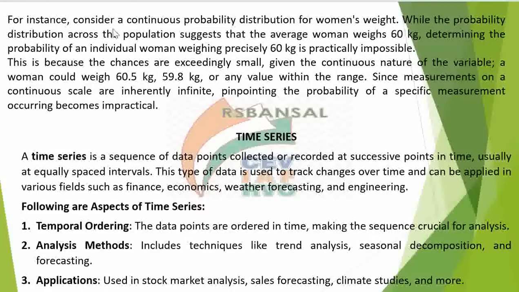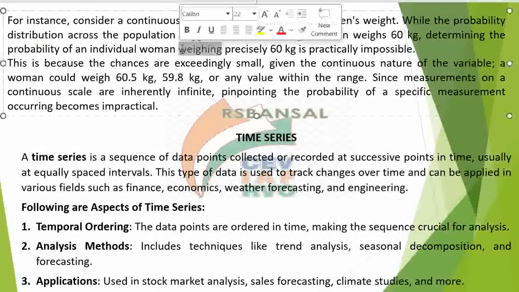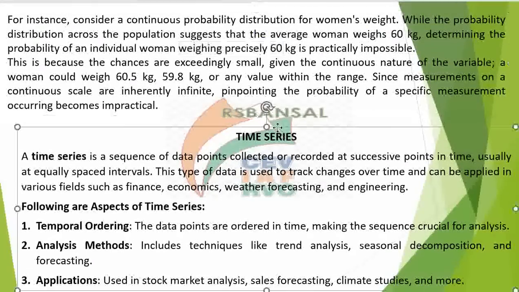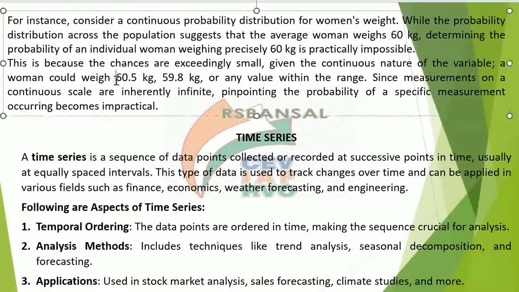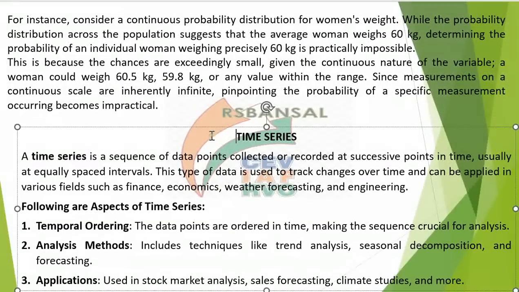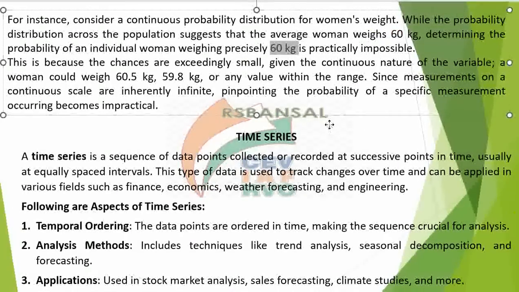So, for instance, consider the continuous probability distribution of women's weight. While the probability distribution across populations suggests that the average woman's weight is 60 kg, it is impossible to find a woman weighing precisely 60 kg. It is practically possible that she has a weight of 60.5 kg or maybe 59.8 kg, but the chances are very remote that she has exactly a weight of 60 kg.